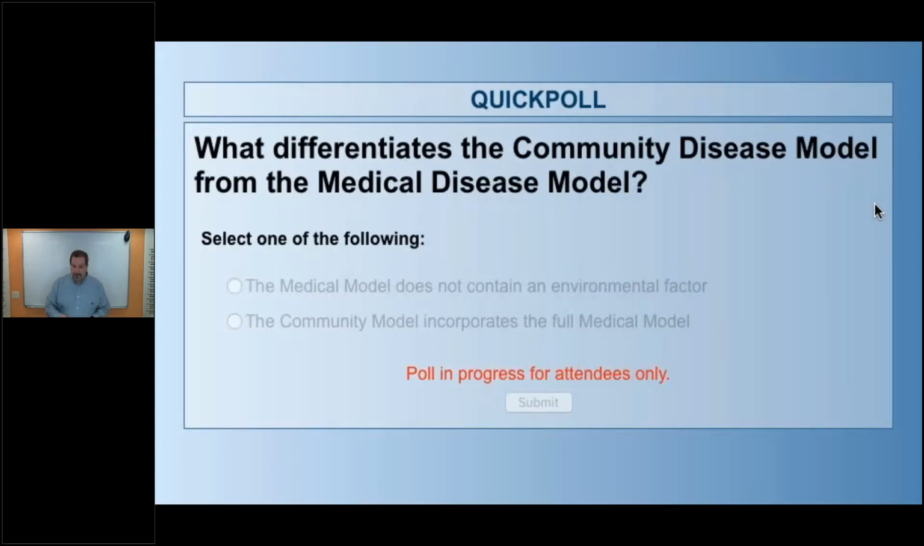Question. We have a question. What differentiates the community disease model from the medical disease model? Select one of the following. The medical model does not contain an environmental factor. The community model incorporates the full medical model.